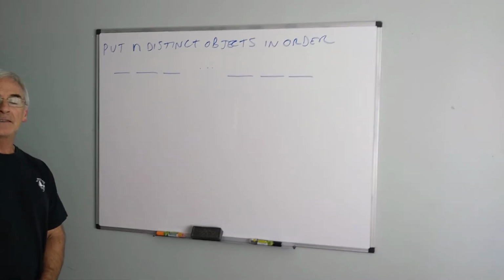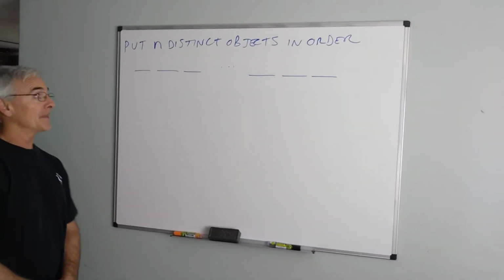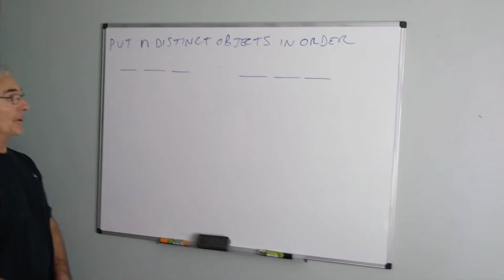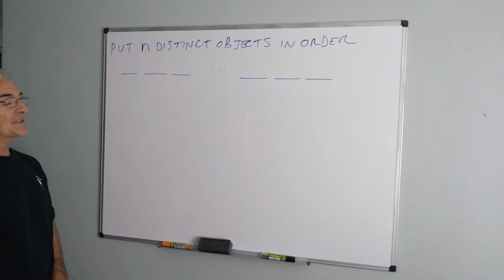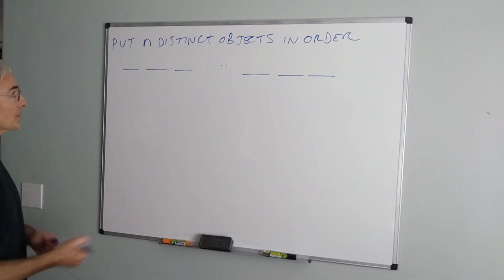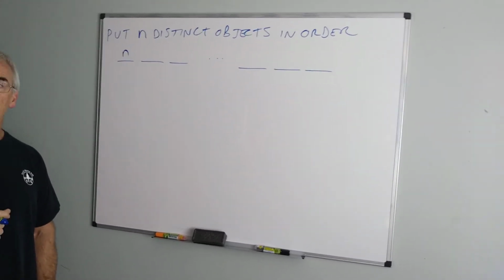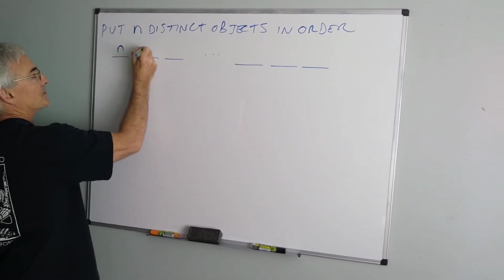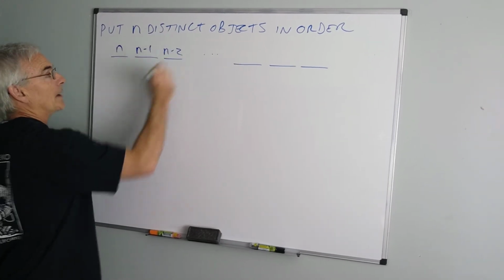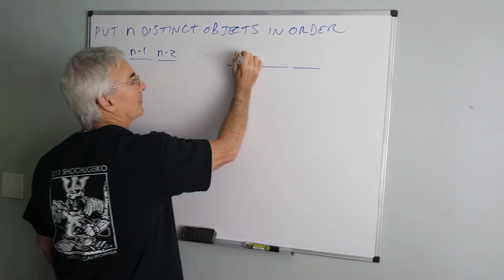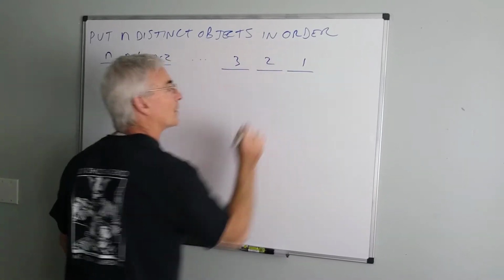We want to put n distinct objects in order. That means objects that you can actually tell apart. So in order to do this, we'd say, how many ways can I select the first object? Well, that would clearly be n. Now that there's one removed, there would be n minus 1 ways to choose the second object, n minus 2 ways, and so on until I get to the last 3, 2, and then 1 object.